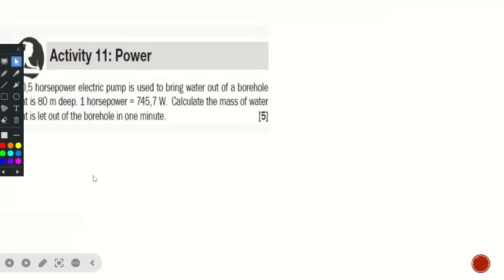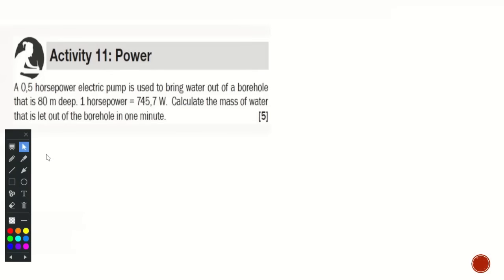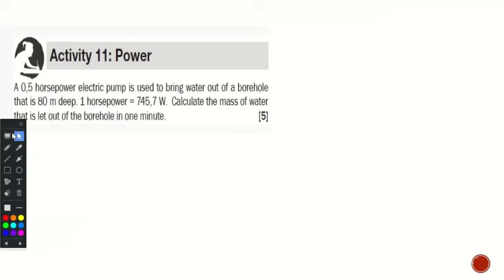Question 11 says a 0.5 horsepower electric pump is used to bring water out of a borehole that is 80-meter deep. 1 horsepower is equal to 745.7 watts. Calculate the mass of water that is let out of the borehole in 1 minute. Note this, in 1 minute, but we are mostly interested in seconds. So 1 minute translates to 60 seconds, right?